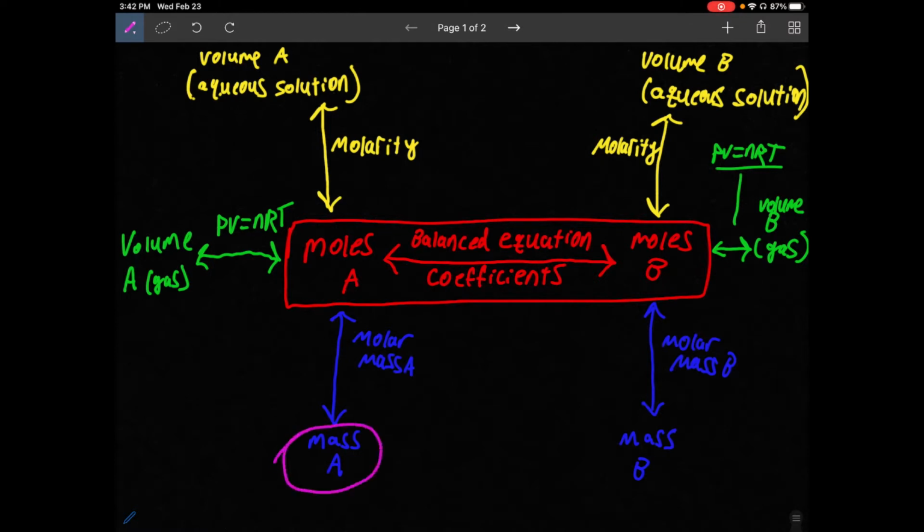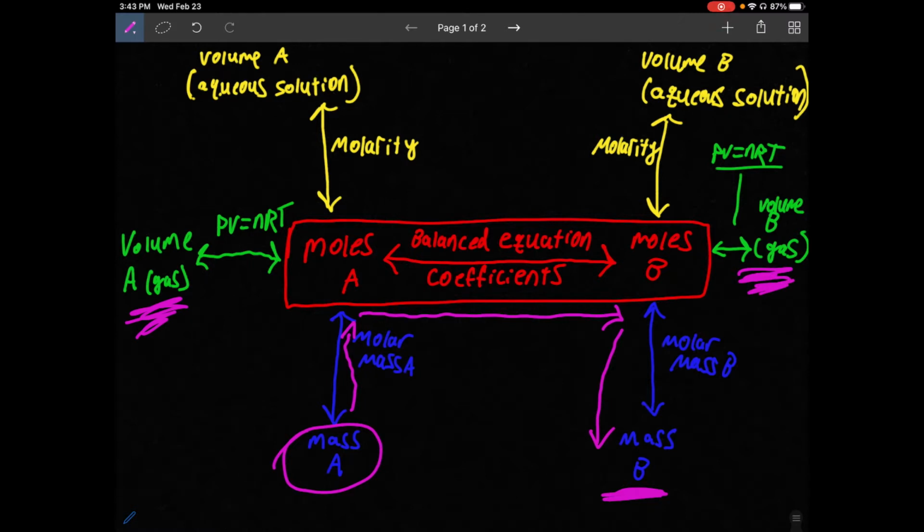We know that if we have the mass of substance A and we want to get to the mass of substance B, that would be in grams, we need to convert mass to moles using the molar mass, and then we can use the balanced chemical equation to convert to substance B. And once we know the moles of substance B, we can convert back down to grams of substance B. Notice we could do the same thing with the volume of a gas using PV equals nRT, the ideal gas law. That allows us to take the volume of either gas A or the volume of gas B and convert to moles of that specific gas.